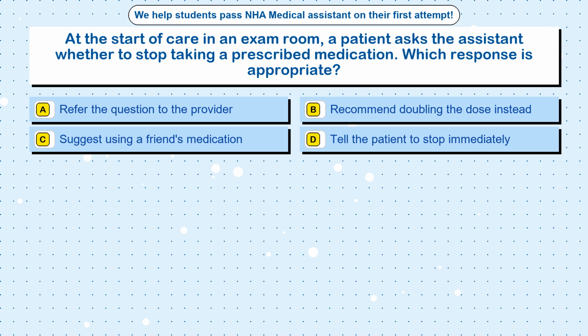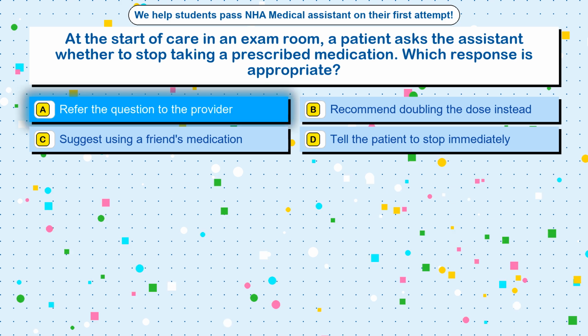Question 83. At the start of care in an exam room, a patient asks the assistant whether to stop taking a prescribed medication. Which response is appropriate? Option A. Refer the question to the provider. Option B. Recommend doubling the dose instead. Option C. Suggest using a friend's medication. Option D. Tell the patient to stop immediately. The correct answer is option A. Refer the question to the provider.